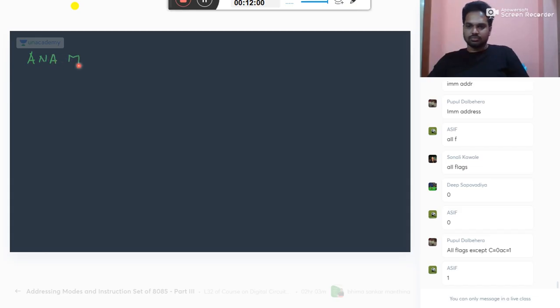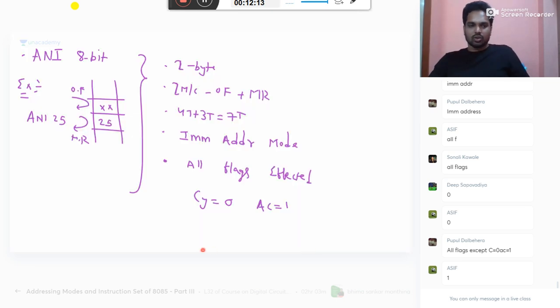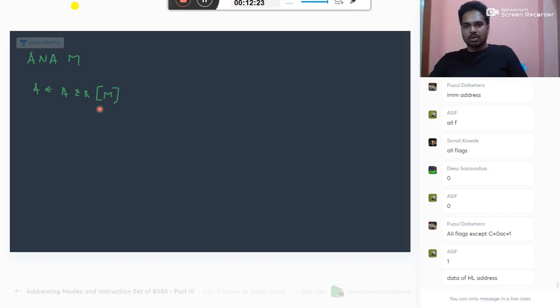Let's take one example for your understanding. Say HL is already having 3200, some random number taken. If I say AND accumulator with M, what happens? Accumulator will be copied with A AND operated with (HL), that is the contents of memory location 3200. Here the bracket is kept, so now you understand our terminology, right?